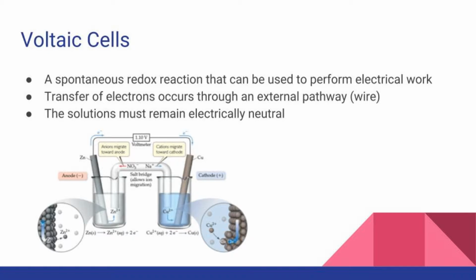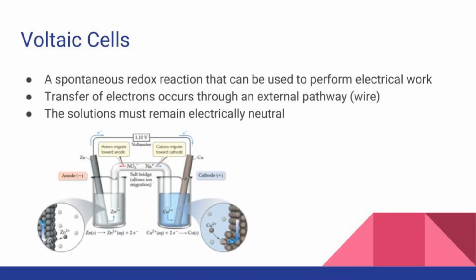Our next section is about voltaic cells. The energy released in a spontaneous redox reaction can be used to perform electrical work. A voltaic cell is a device where the transfer of electrons that occurs in a spontaneous redox reaction is harnessed through an external pathway rather than directly between the reactants. The solutions must remain electrically neutral in order for the cell to produce a charge.